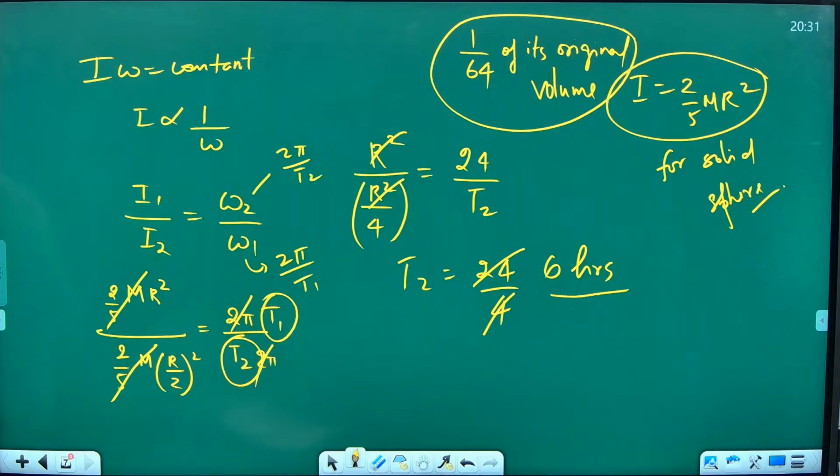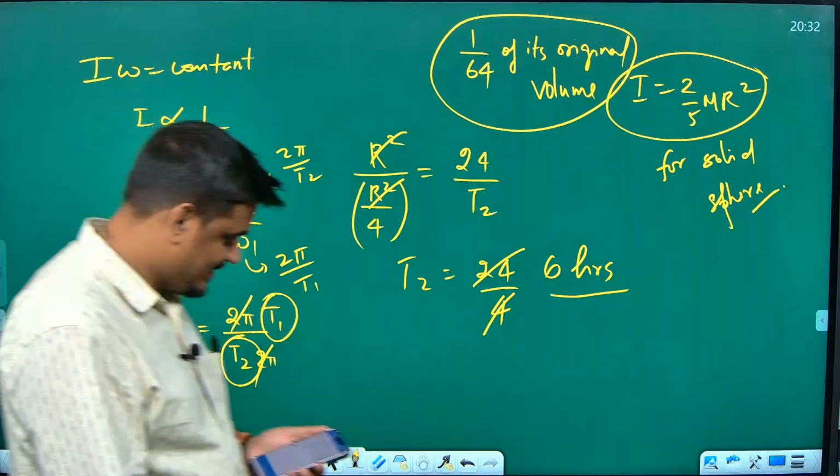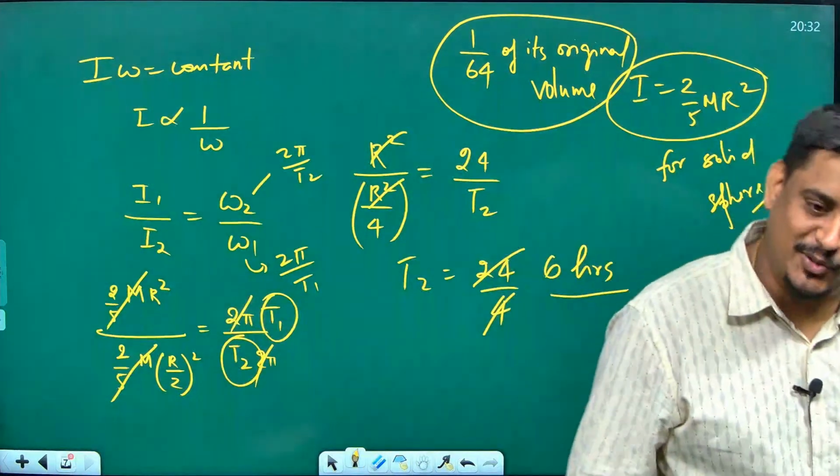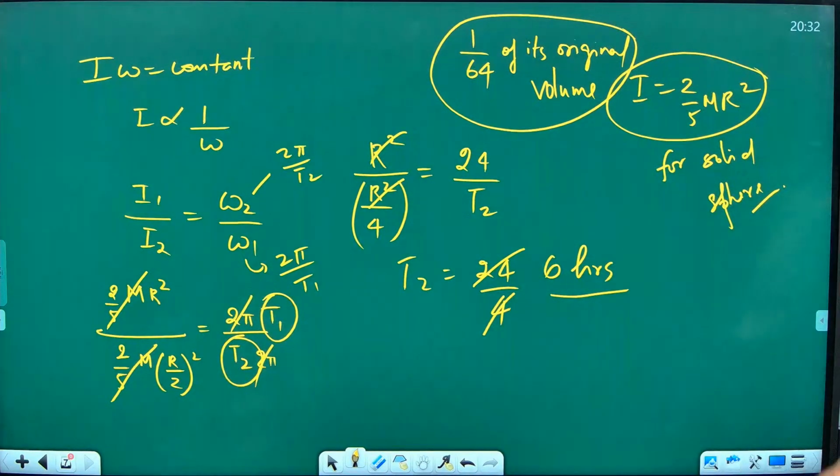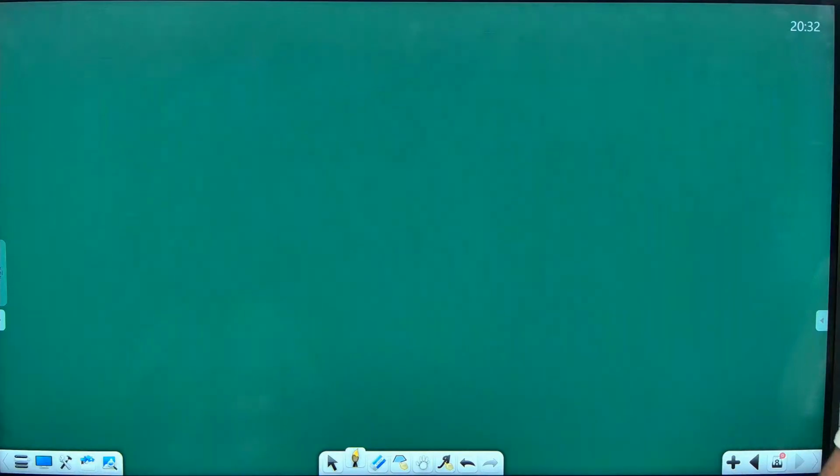Day means 12 hours. Very good. Only day you are saying. Hey, day means 24 hours only. Don't think day, night. Day 12, night 12. If I say one day, it means what? Only daytime I am talking? One day means 24 hours only. I should say one day and night. Okay. Guys, pay attention.